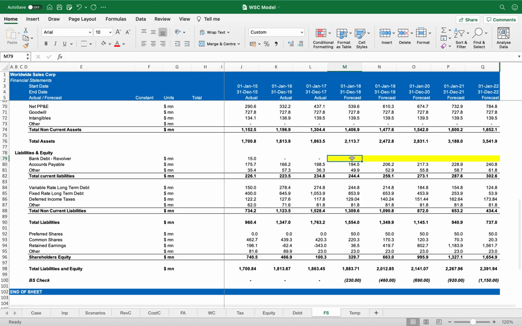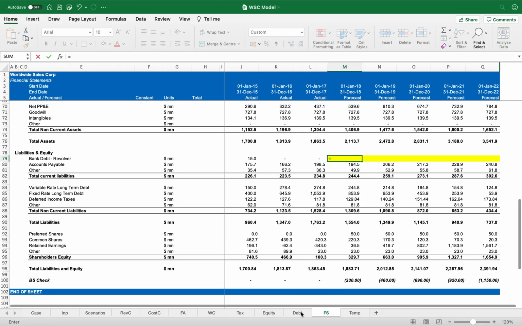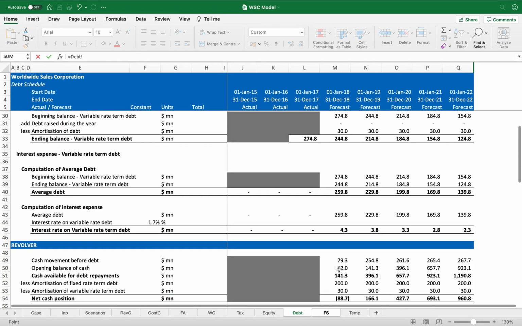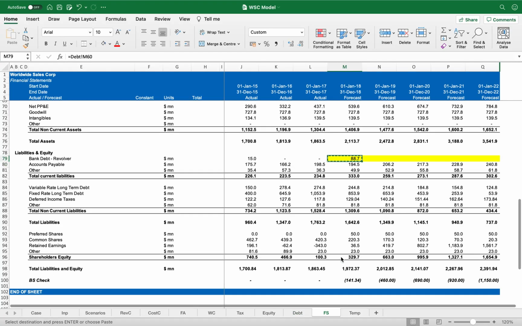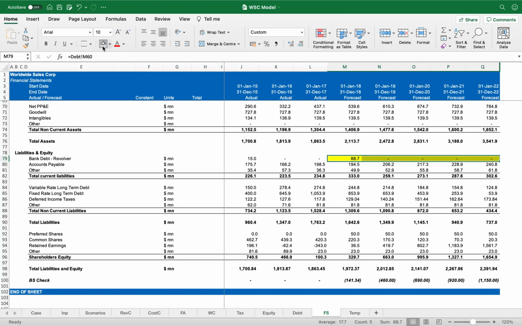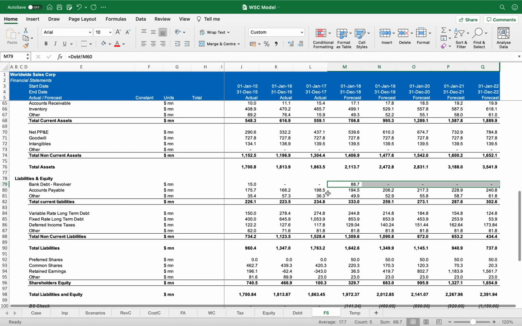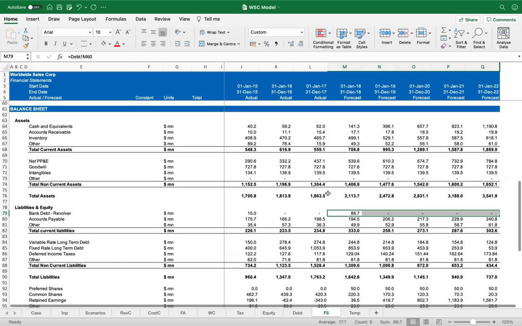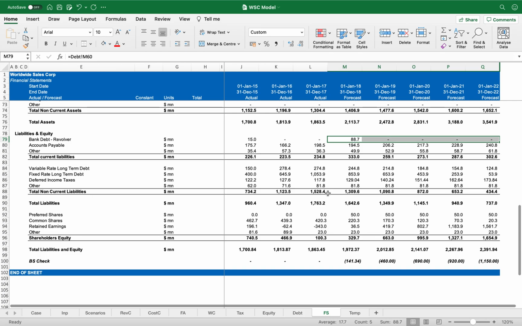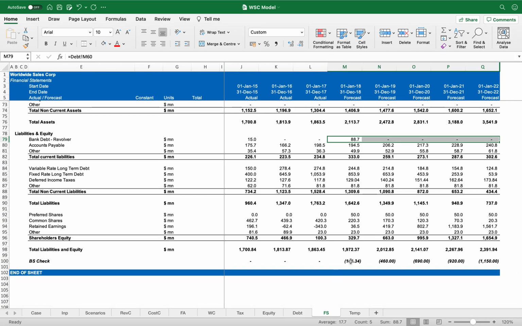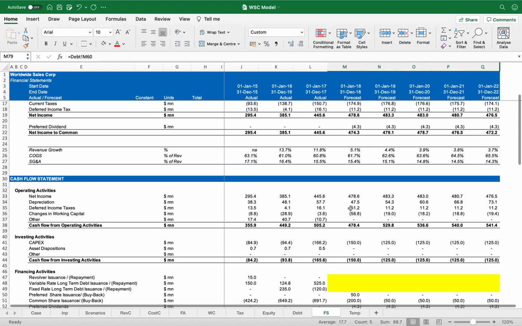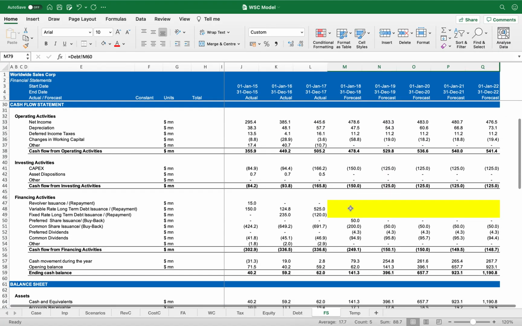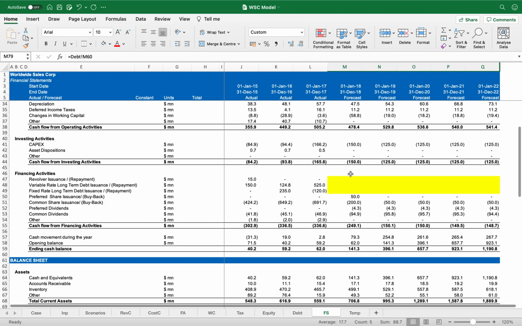Revolver, I have ending balances of revolver also. So let me link it to the ending balance of revolver. Fair enough. So that completes my balance sheet. But you will observe that, hey, wait, Ayush, it's still not matching. Well, wait a minute, because I am still to put in other figures in my cash flows and income statement. So let's start with cash flow.